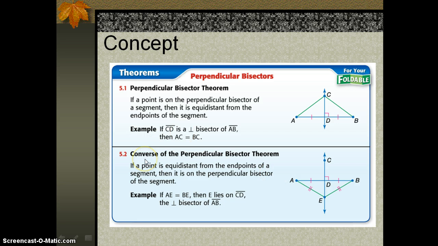Remember, a converse just flips the hypothesis and the conclusion. So if we were to switch this theorem around, it would say, if a point is equidistant from the endpoints of the segment, then it has to be on the perpendicular bisector. So since E is equal distance from A and B, which are the endpoints, that means that E has to be on the perpendicular bisector.